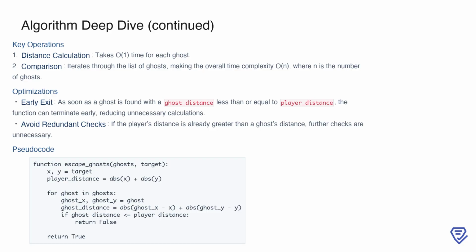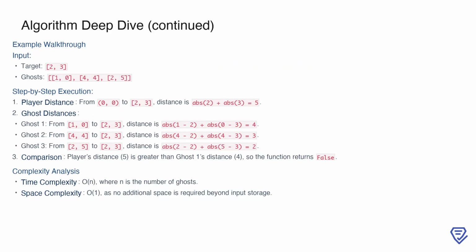Additionally, once the player's distance is known to be greater than a specific ghost's distance, further checks become redundant. The pseudocode outlines the logic clearly: compute the player's distance, iterate over the ghosts to calculate their distances, and compare. If any ghost's distance is less than or equal to the player's, the function immediately returns false. Otherwise, it returns true after all comparisons are complete. Let's walk through an example to see the algorithm in action.